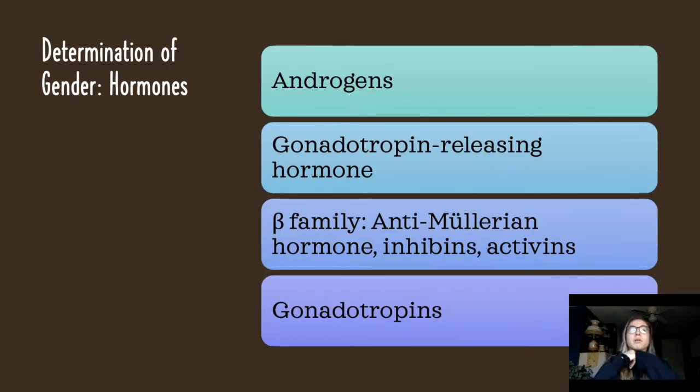There are a number of hormones that go into determining gender of a developing embryo, and I have a few of these listed. We have androgens, we have gonadotropin-releasing hormones, we have the beta family, which is growth factors, and we have gonadotropins, and I'll get into more detail on those in the coming slides.